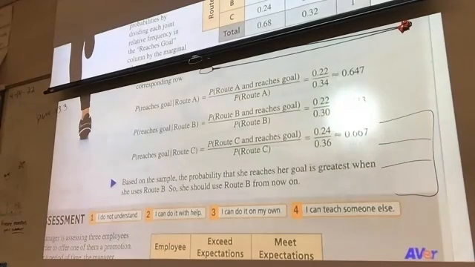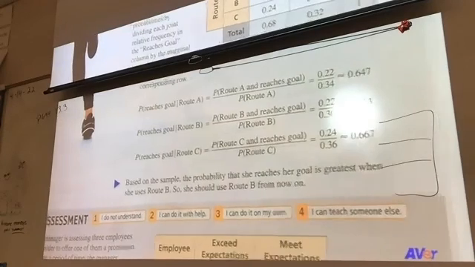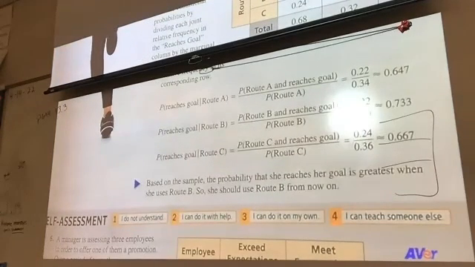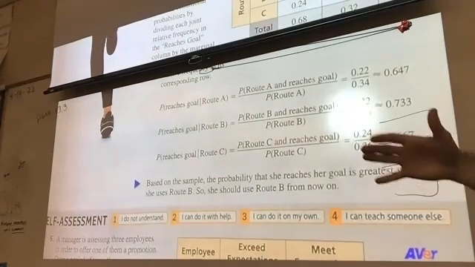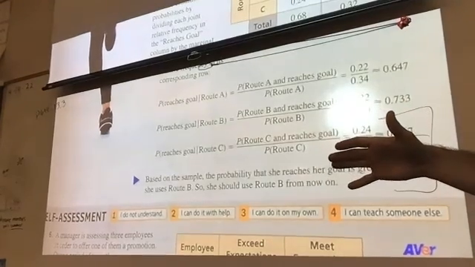Okay. So that is conditional probability. Any questions about our conditional probability? No? All right.